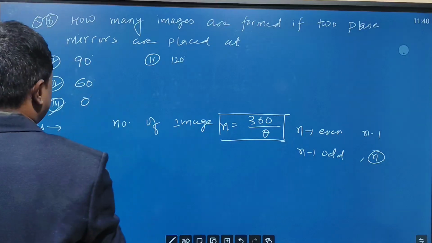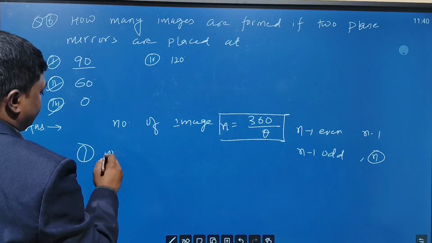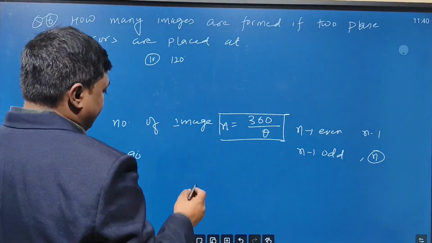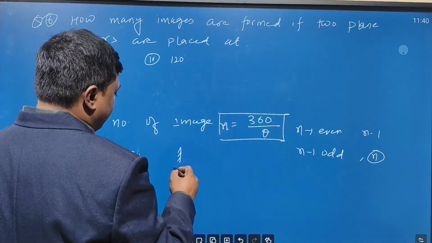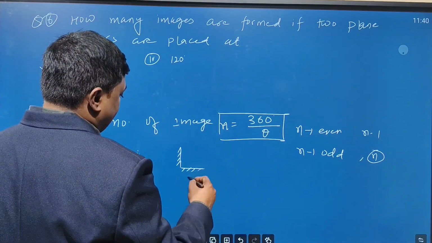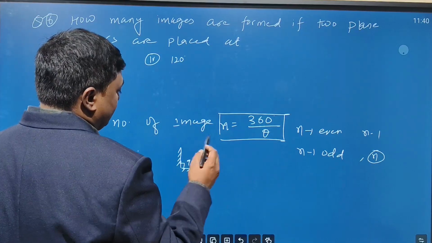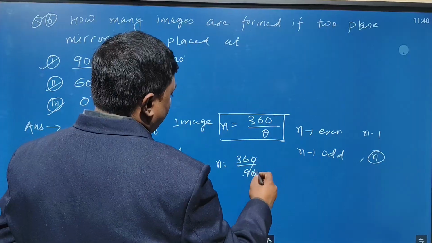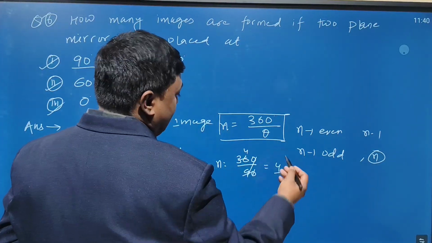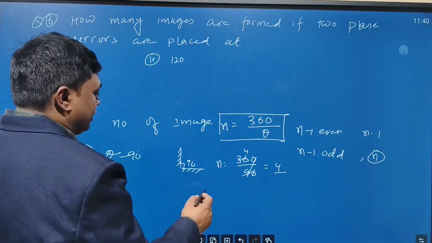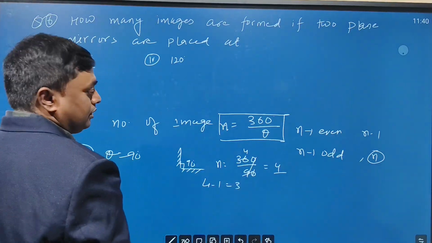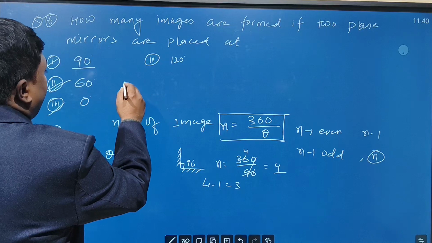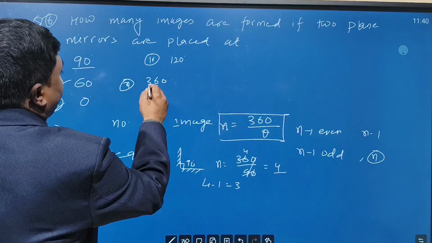Now you can see here, first case, what is the value of theta? Theta is 90 degree. Theta is the angle between the two plane mirrors. So here you can see this is one plane mirror, another plane mirror is right like this. So the angle is 90 degree. So number of images is 360 divided by 90. So how much? 4. Here n we are getting 4. So number of images is 4 minus 1, that is equal to 3. Is it clear?